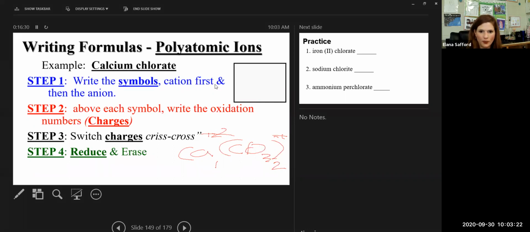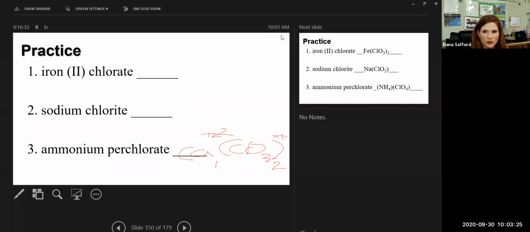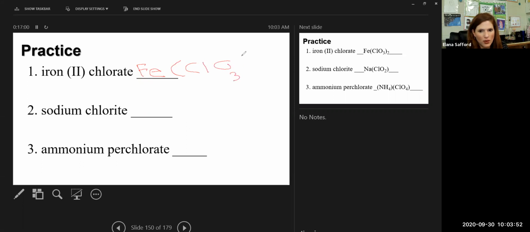All right. Now let's practice some more. Iron 2 chlorate. So we have one symbol, Fe. Chlorate, I'm going to find it on my list. Chlorate is ClO3 with a minus 1 charge. And then here are your charges. I got a minus 1.